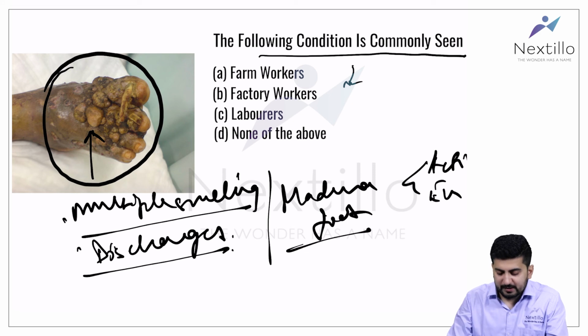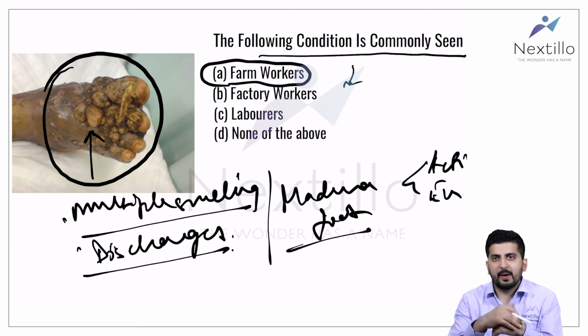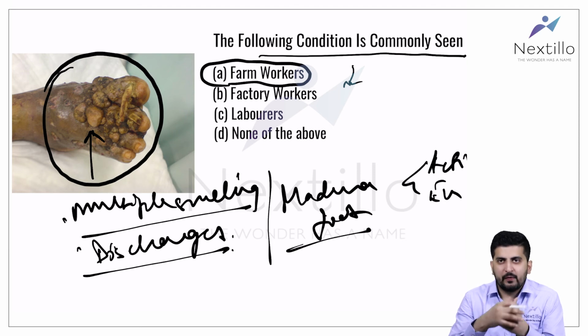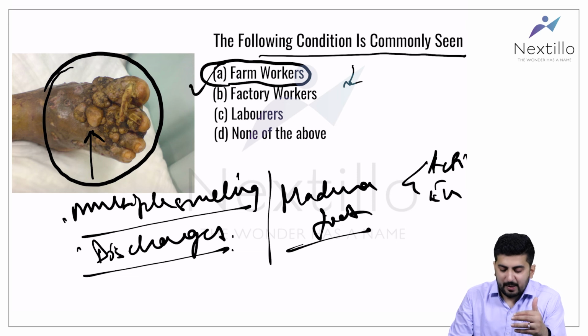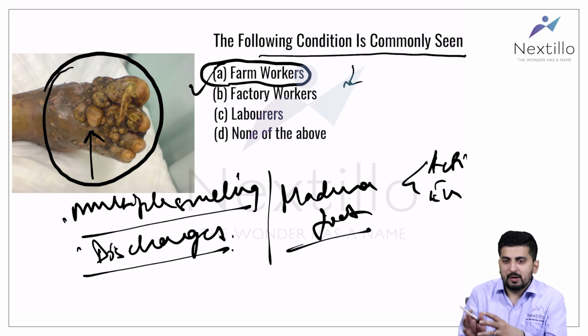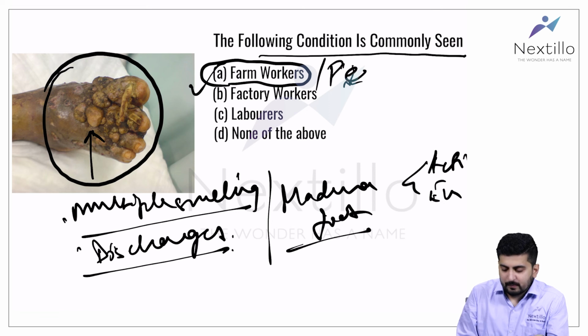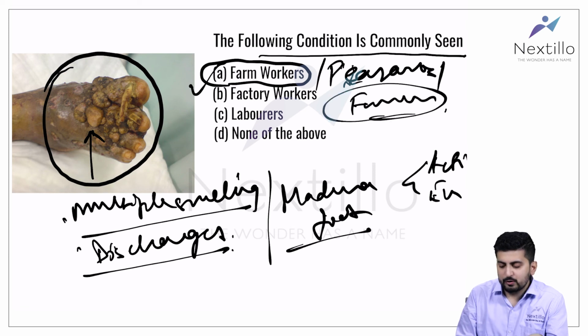Now, Madura foot is commonly seen in injuries in farm workers, where when they walk barefoot on the floor or the fields, the thorns can get in and breach the body and the infection can set in, and hence farm workers happens to be the best answer in this scenario. So this is a picture of a Madura foot, and farm workers, peasants or farmers are the most commonly affected individuals in this scenario.